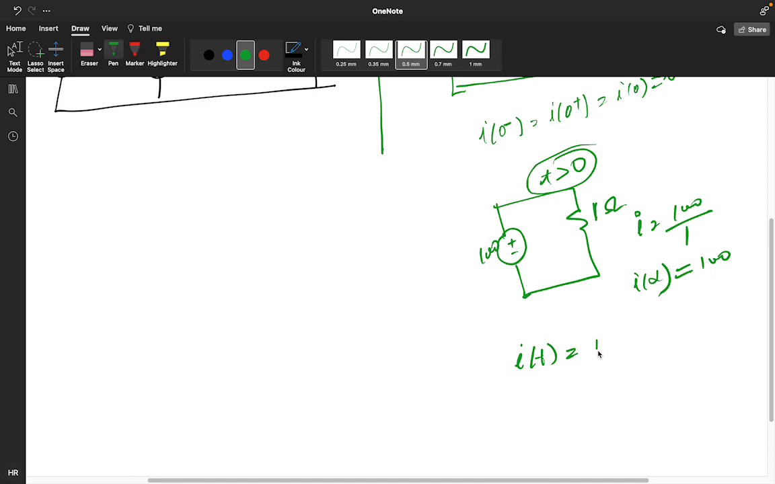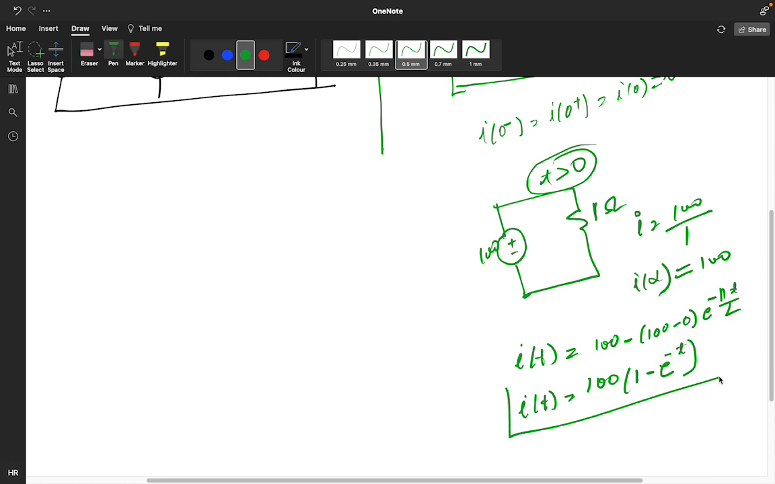I of t is 100 minus 100 e power minus RT by L. So I got the current equation of 100 into 1 minus e power minus t, since the R value is 1 and the L value is 1. So this is the current equation I am getting for this circuit.